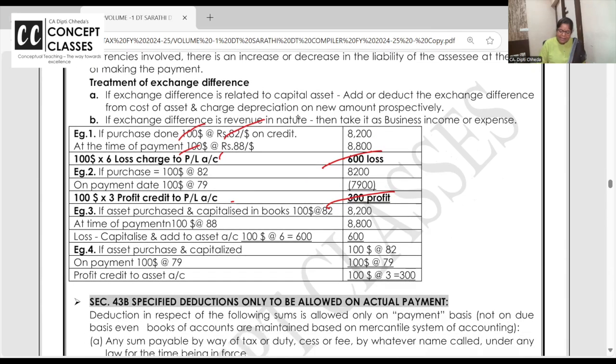Yes, if it is capital, you have purchased a machinery at 8,200. This is my own made example. I'm revising the concepts, but if you say, ma'am, do full examples also, that will become a practice batch. You take the book and read from it.